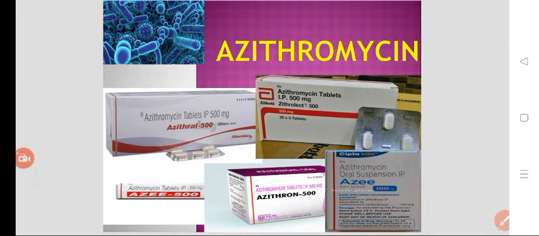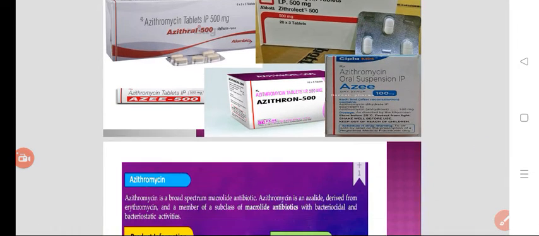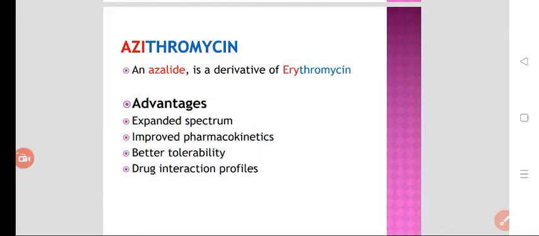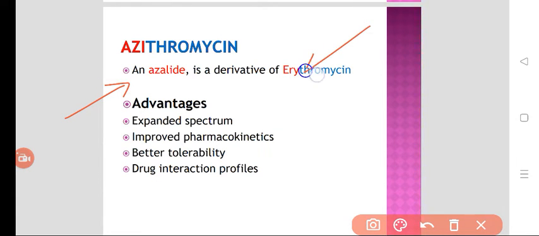Today we are going to talk about the most commonly used macrolide antibiotic, azithromycin. It's an azalide congener, or we can say that it is a derivative of erythromycin. Azithromycin is a newer drug.